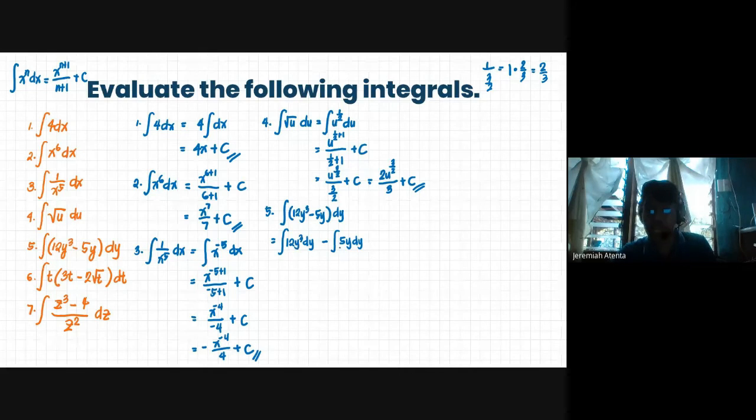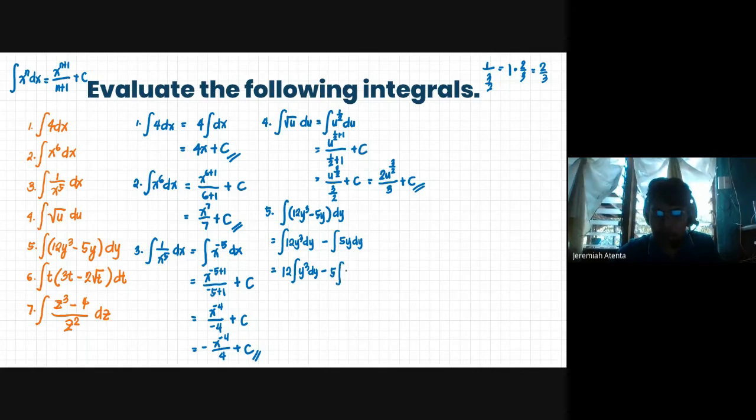So according to theorem C, we can put the numerical coefficient outside the integral sign. So you will have 12 integral of y cubed dy minus 5 integral of y dy. Cute, no? Okay, so after that, we will apply the second theorem, the power rule. So you will have 12 times y to the 3 plus 1 over 3 plus 1.